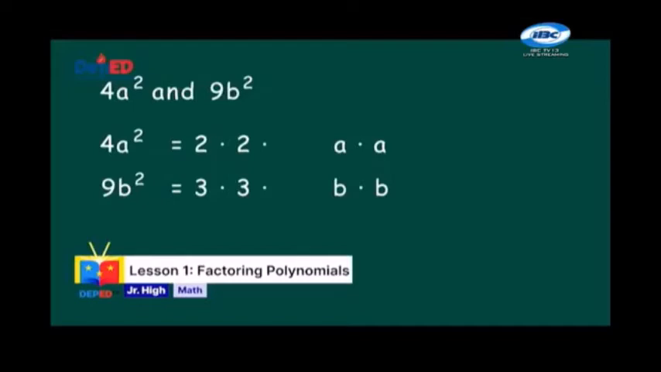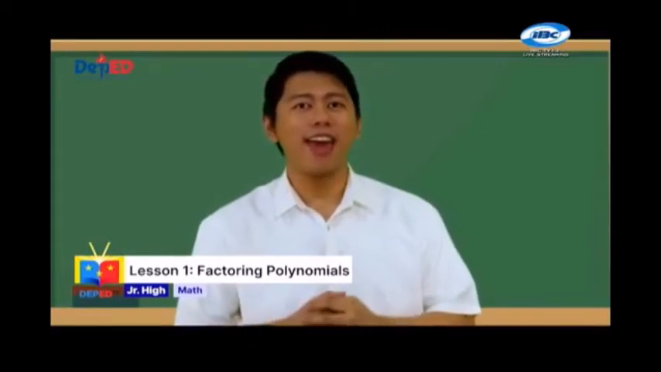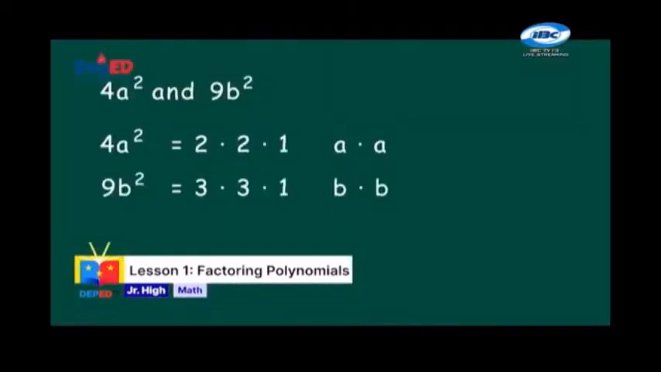Do they have common factors? In a glance, they seem to have no common factors. But remember that 1 is a factor of any number. Hence, the greatest common factor of 4 and 9 is 1.